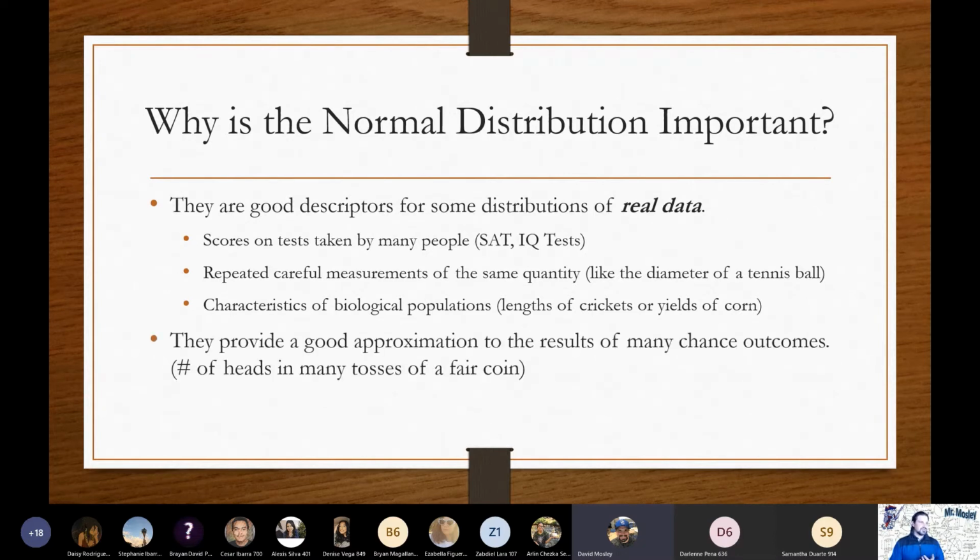Normal distributions provide a good approximation of the results of many chance outcomes. An example would be the number of heads in many tosses of a fair coin. If I had everyone in the class flip a fair coin 20 times, and we recorded how many heads we had out of our 20 flips, and we plotted all that as a histogram or a dot plot, it would look like a normal distribution. It would have that bell curve.